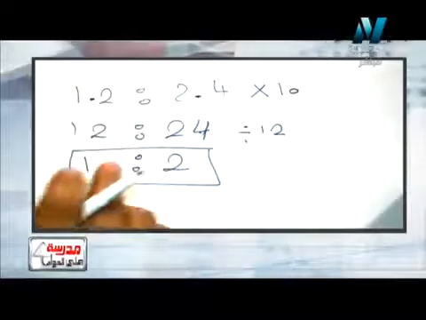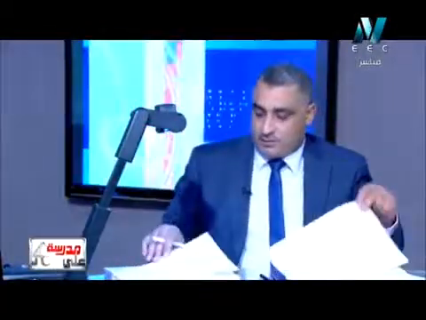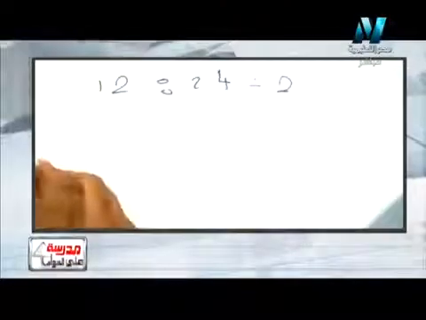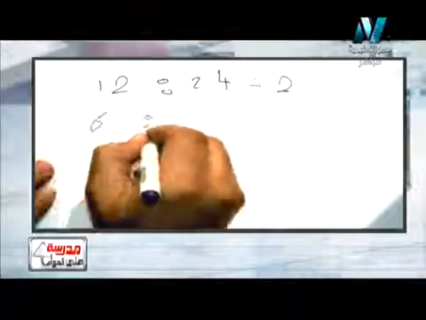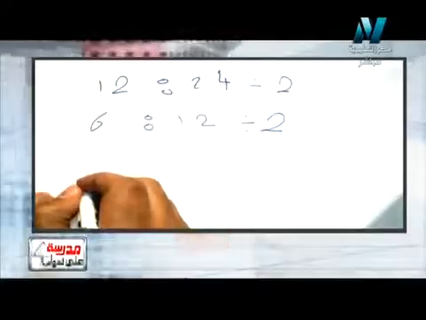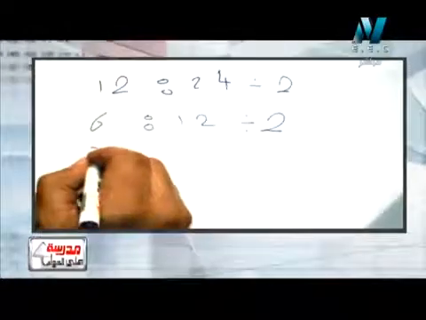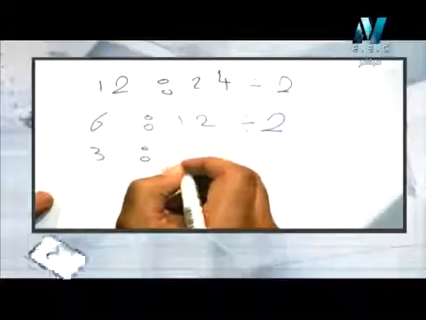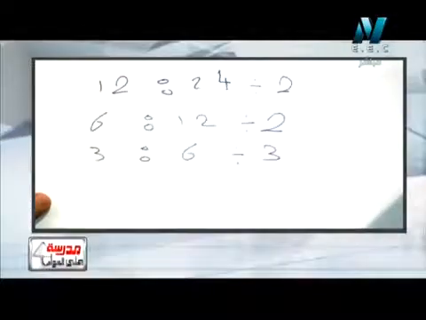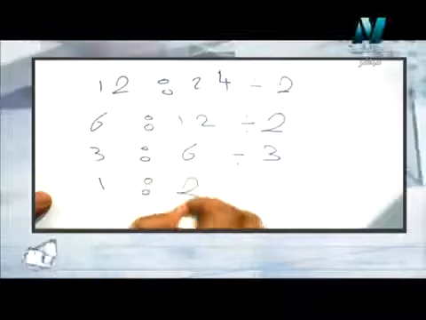We can also do this exercise in more than one step, as we explained before. We have 12 to 24. We can divide by 2, giving 6 to 12. We can divide by 2 again, giving 3 to 6. Then we can divide by 3. Finally, we get the same result.